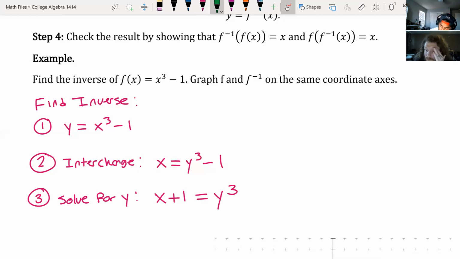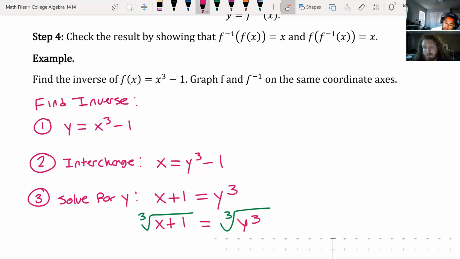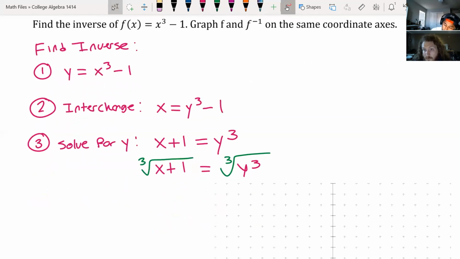Yeah. So we'd say the cube root of x plus 1 equal to the cube root of y cubed. And we would end up with the cube root of x plus 1 equal to y.